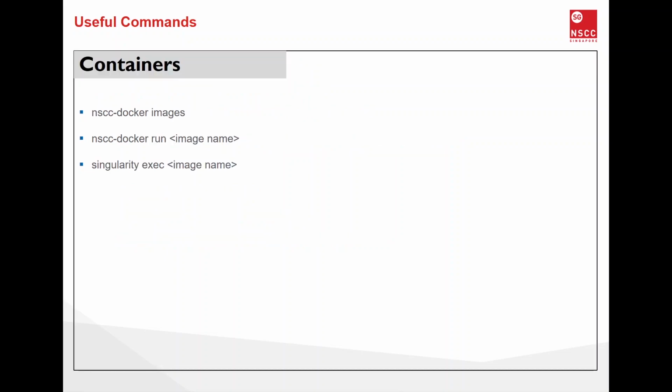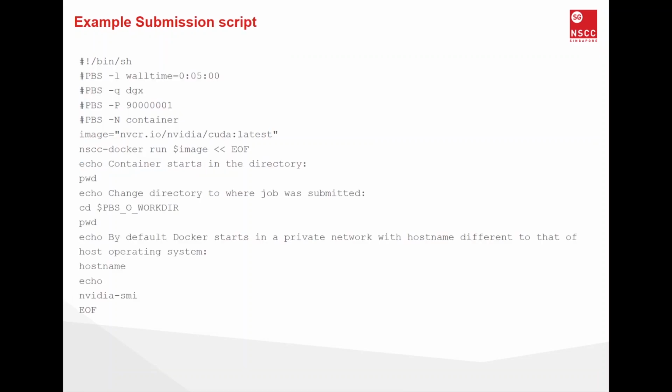Containers: nscc-docker-images is the command which you can run to see the Docker images available. nscc-docker-run and the image name is the replacement of the Docker run command. And for Singularity containers, you need to use singularity exec and the image name. Let's see an example job submission script here.